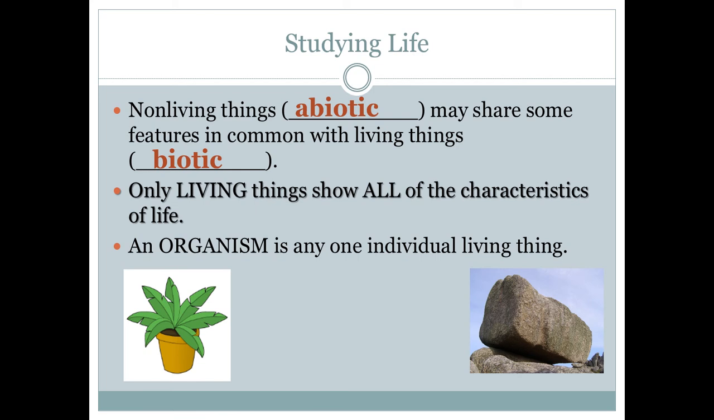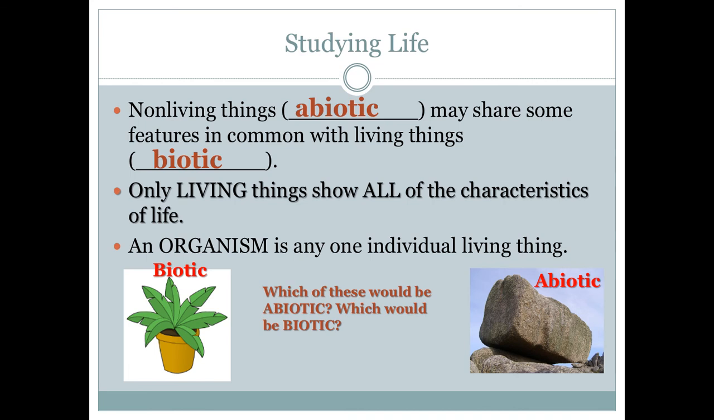If you are a biotic factor, that means at some point the organism will die. So death is a part of life. So dead organisms are still biotic. You cannot go from biotic to abiotic. You can be one or the other. All living things show all seven characteristics, and an organism is simply defined as any one individual living thing. So which is biotic, which is abiotic? The plant is biotic, the rock, abiotic.